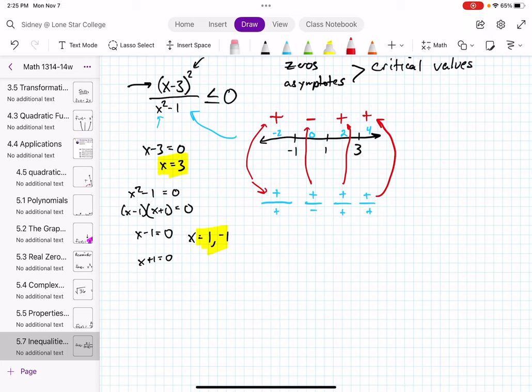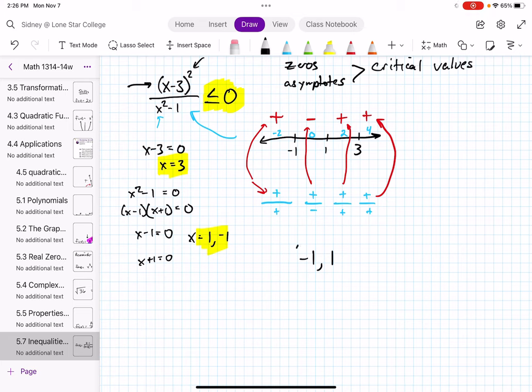This inequality said, when is this function less than or equal to 0? So important things to note here. I'm only interested in the negative values when it is less than or equal to 0. So for what values is this less than 0? Is it negative? And the only place it is, is from -1 to 1. So my solution is -1, 1.